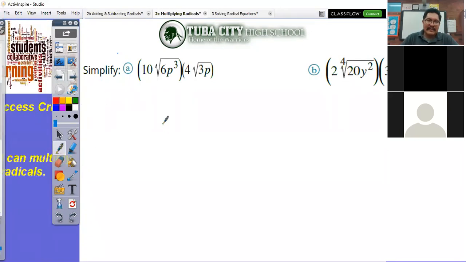But anyway, let's go ahead and get into the next one. So 10 times 4, again, whole number times whole number. Well, sometimes they're not whole numbers, but I mean coefficient. So 10 times 4 is 40. Now I need to multiply the radicals together, which in this case I have 6 and 3. So let's put those in there. 6 times 3 is 18.